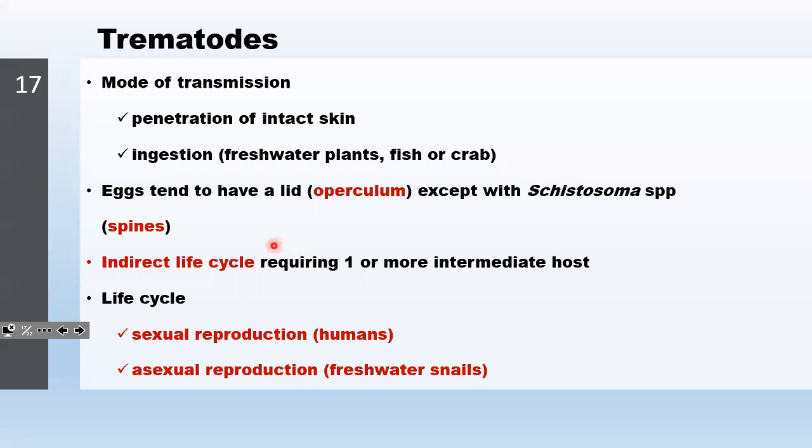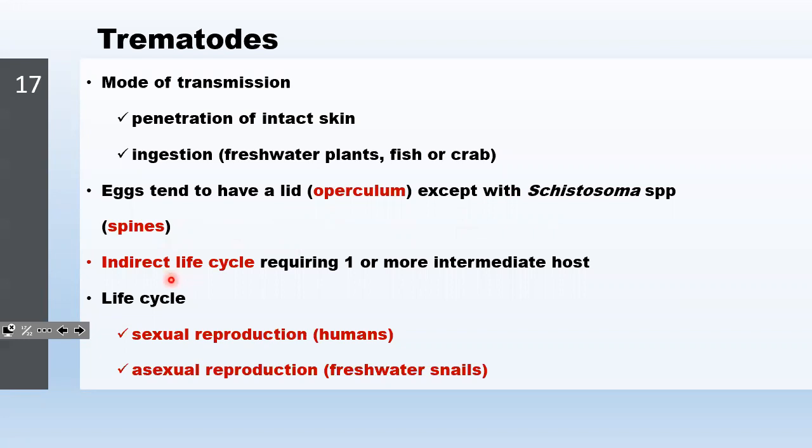For most trematodes, the eggs tend to have a lid. This is the opening through which the larva stage will escape once the eggs have access to water. The exception are the schistosomes. They tend to have what we call spines, and you're going to see that in a moment.